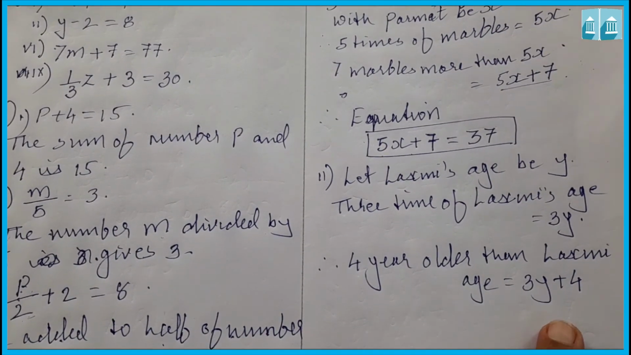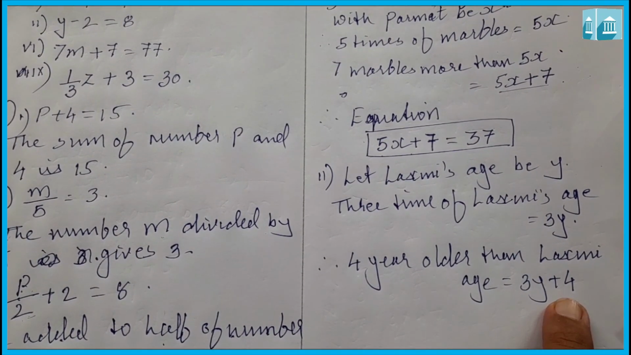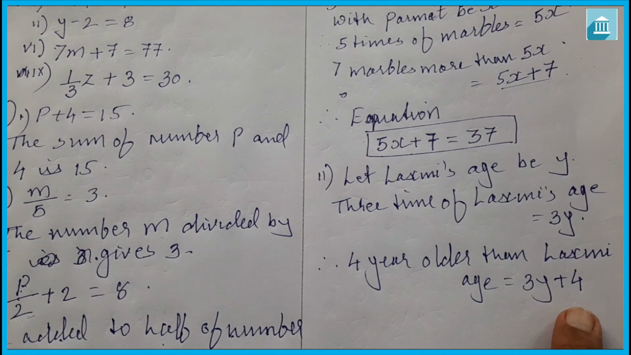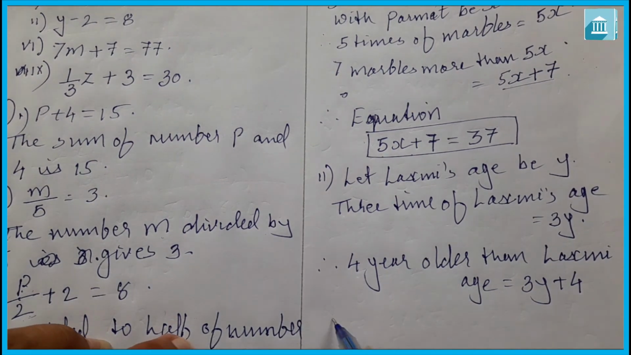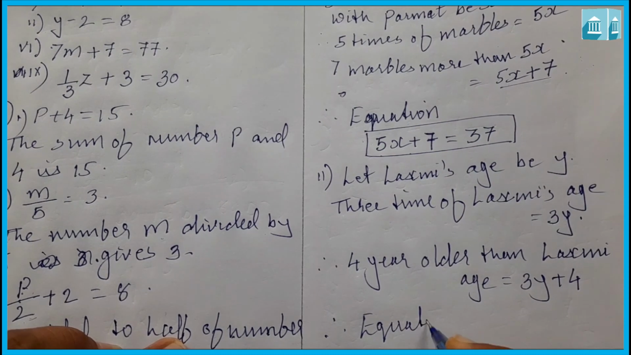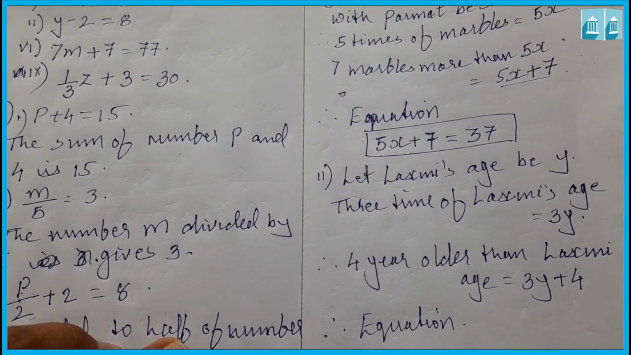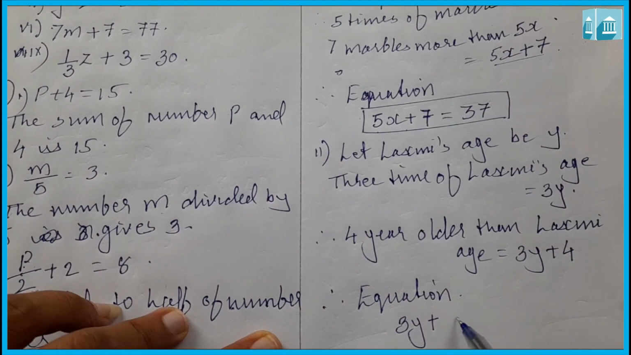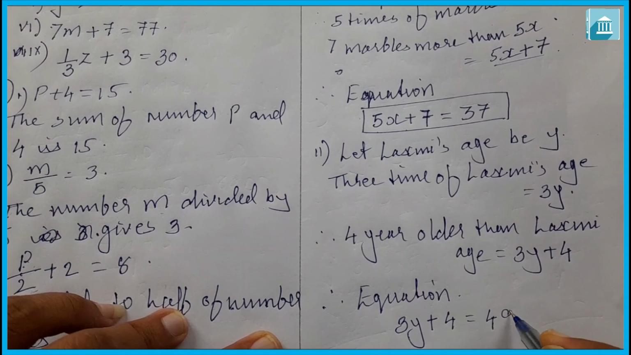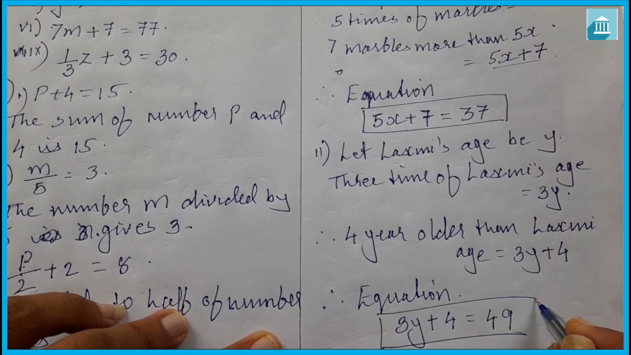So we got here 4 years older than 3 times Lakshmi's age, which means 3y plus 4. Now it is given that Lakshmi's father is 49 years old. So the equation will be 3y plus 4 is equal to 49. So this will be the equation for this.